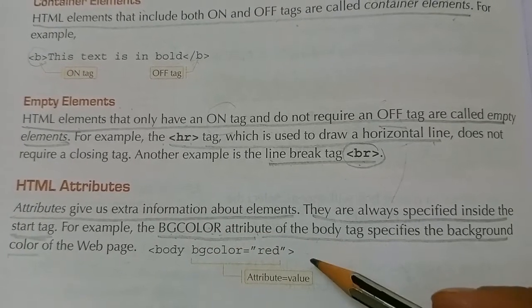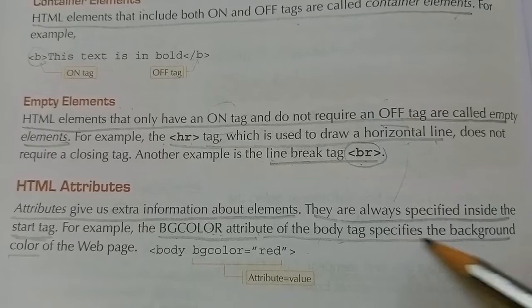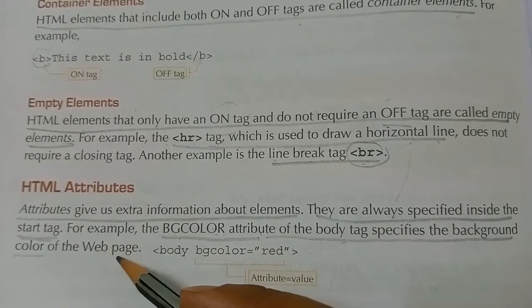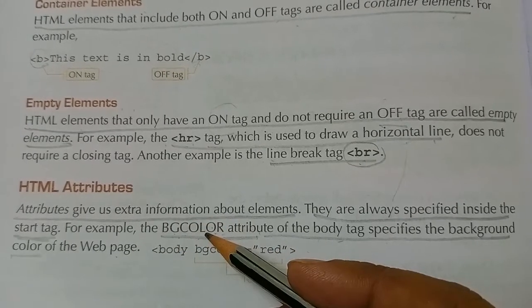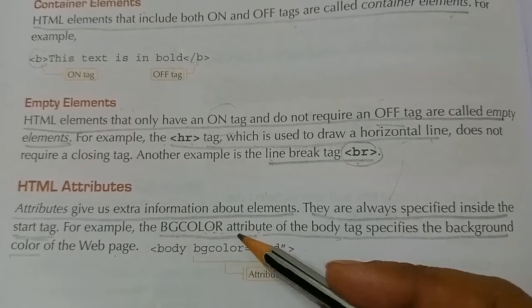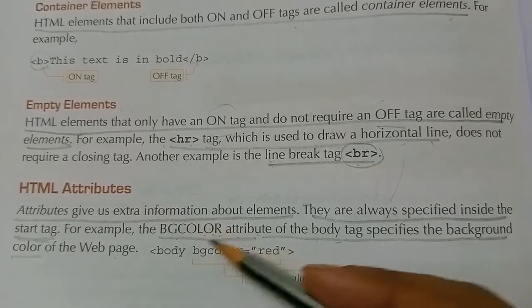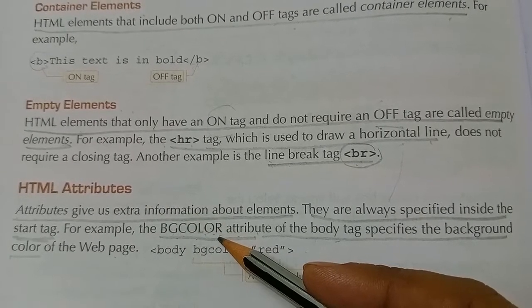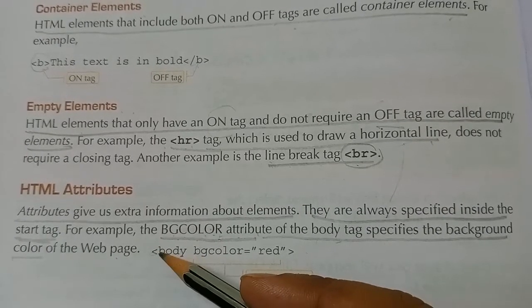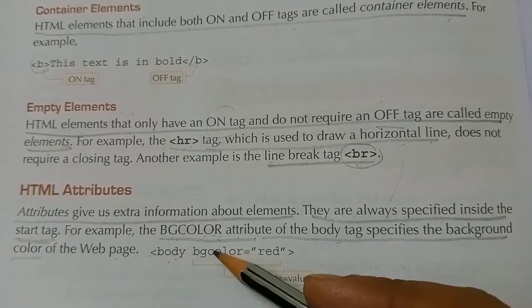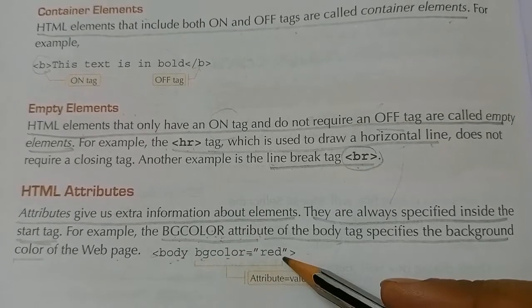So what is the function of BGCOLOR? It specifies the background color of the web page. If you want to change the background color of the web page, then you have to use the BGCOLOR attribute. Okay. So it is like a function. BGCOLOR is used to change the background color. So you have to write like this: less than sign, body, then BGCOLOR equal to red, then close.